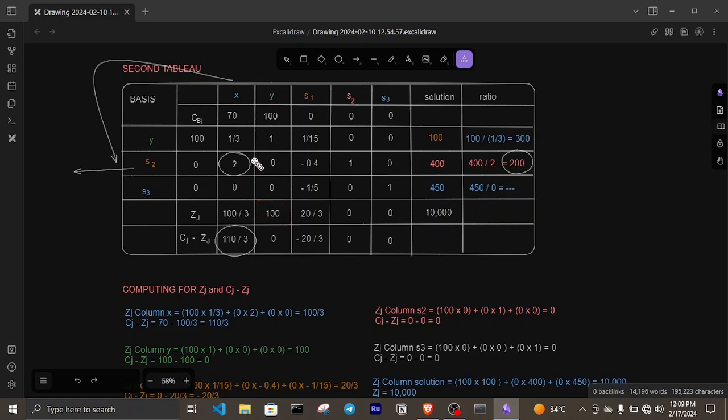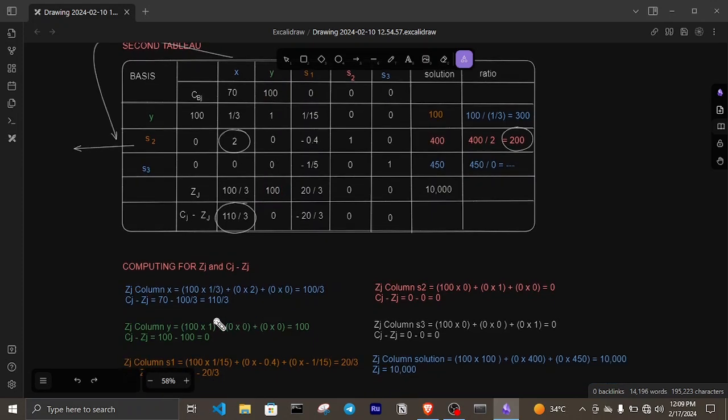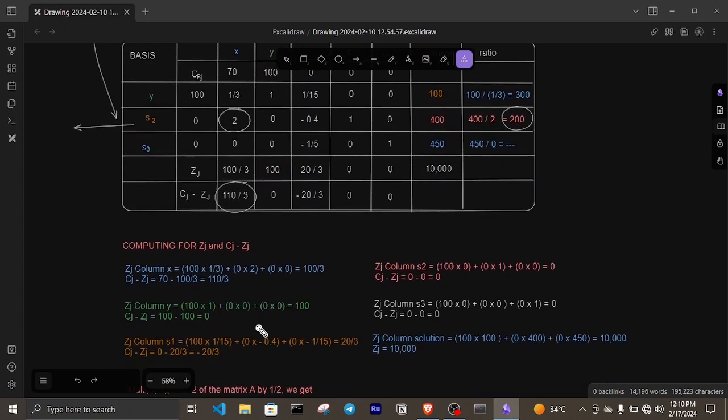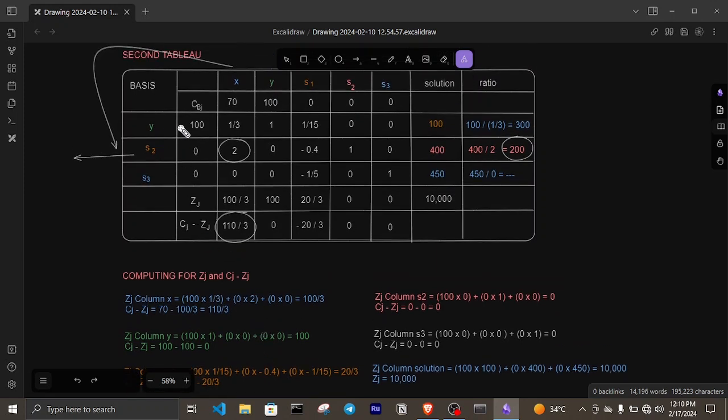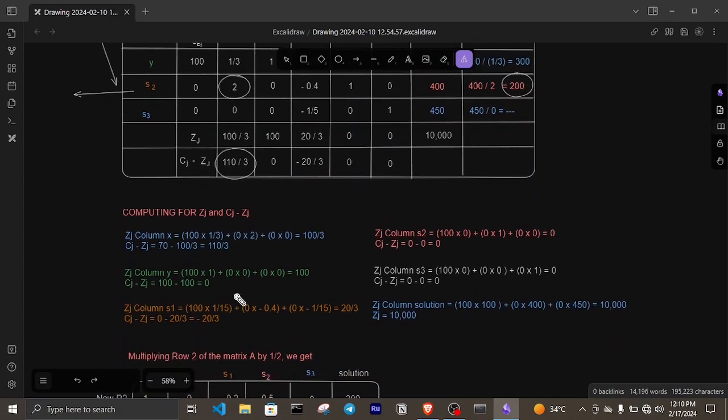And then on the net evaluation row, I have 100 from the top minus 100, that gives me another 0. Then we can go to the column S1: 100 times 1/15 plus 0 times negative 0.4 plus 0 times negative 1/15. That gives me 20/3. Now when I do the calculations at the net evaluation row, that's going to be 0 minus 20/3. That gives me a negative value, which is negative 20/3.